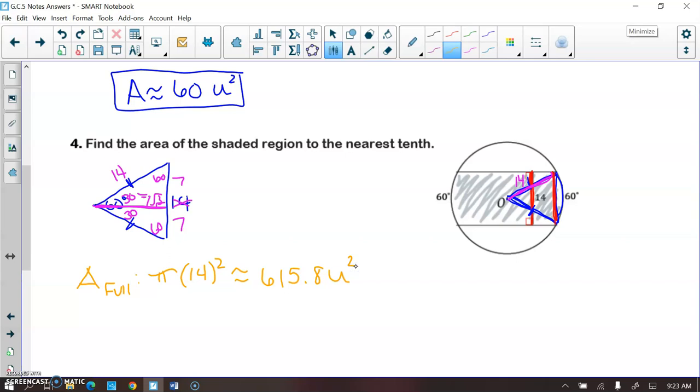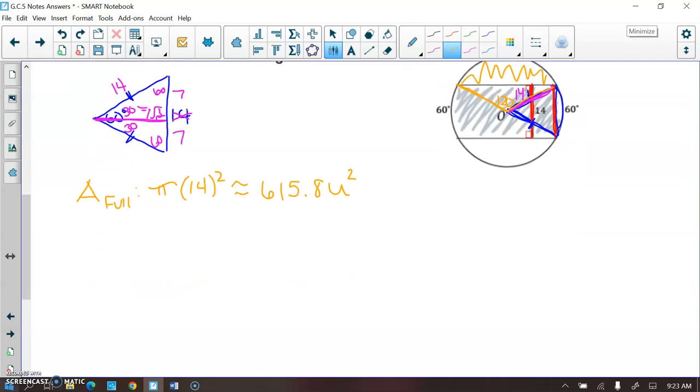Okay. From there, I'm now going to look at this triangle, and I'm going to find the area of this segment. This triangle is going to have a 120-degree angle, and I'm going to draw that triangle outside. And I'm going to continue this in the next video, actually.